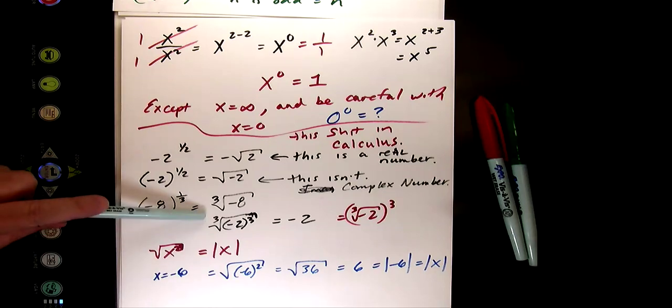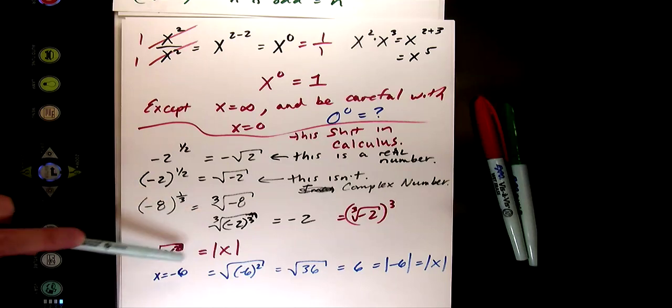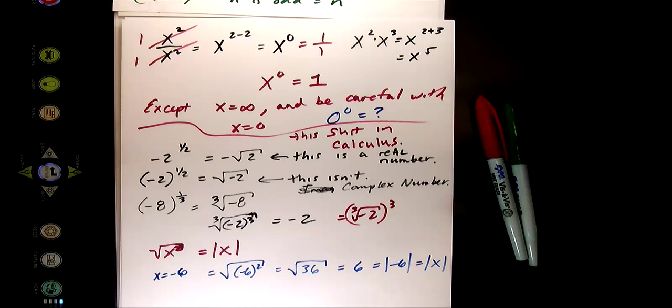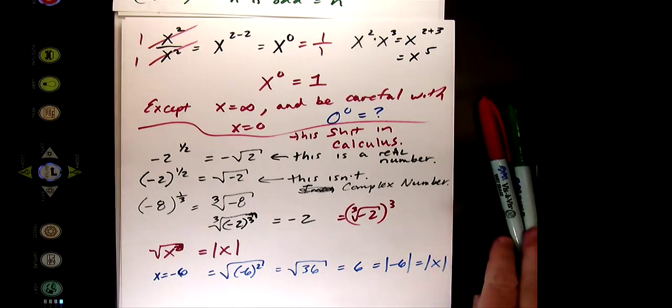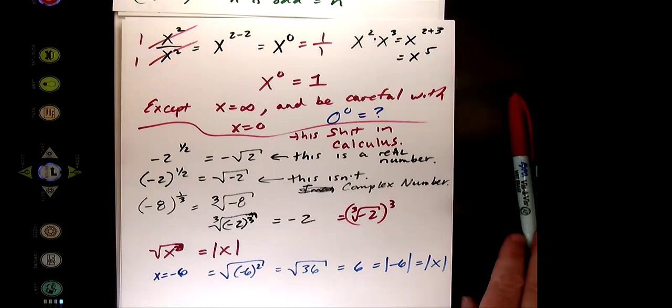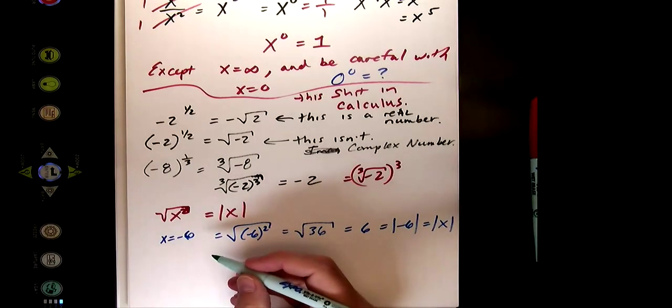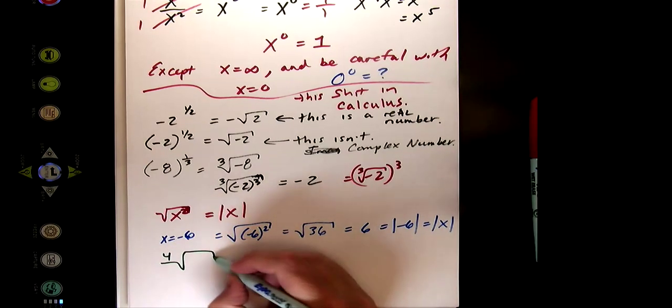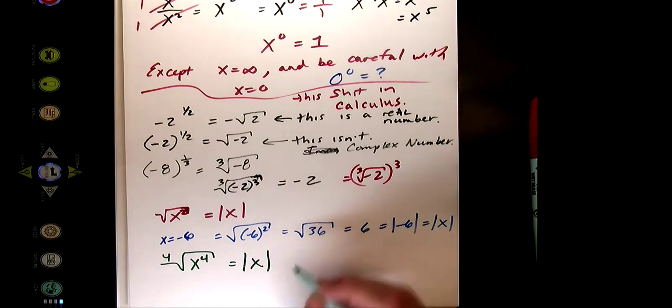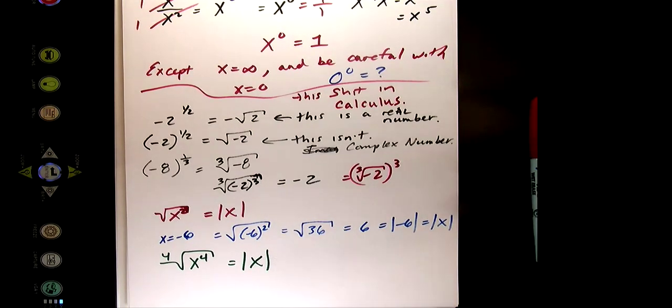So when we have an odd index, it doesn't matter. We can have negatives. When we have an even index, we can't have negatives, so we do imaginary or complex. The same holds true with the fourth root of x to the fourth. This is going to be the absolute value of x. It's any even index. So any even index with a negative number on the inside is just absolute value.